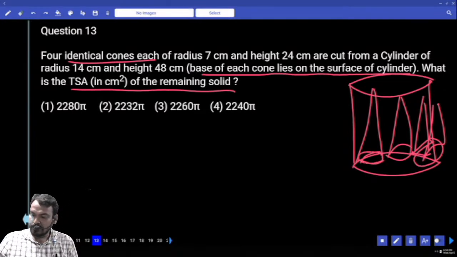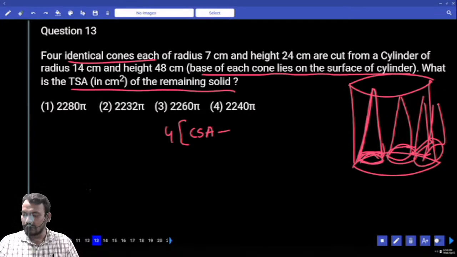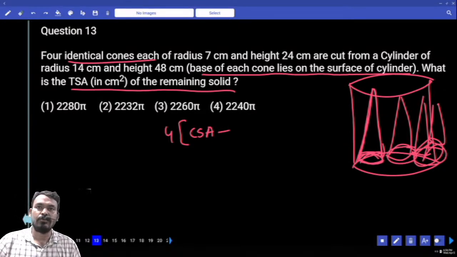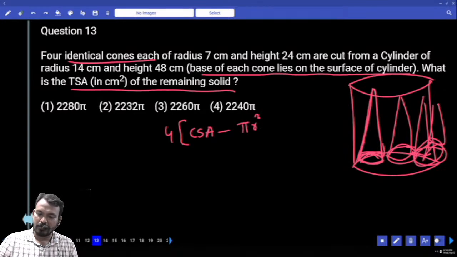For each cone, curved surface area or total surface area? Curved surface area. In total, how many cones are there? 4 cones. 4 cones curved surface area means we write 4 times the curved surface area. Okay. In this one, is the base area included or not? Then we are subtracting each cone's base area. What is each cone's base area? Pi r square. Then we are subtracting pi r square.